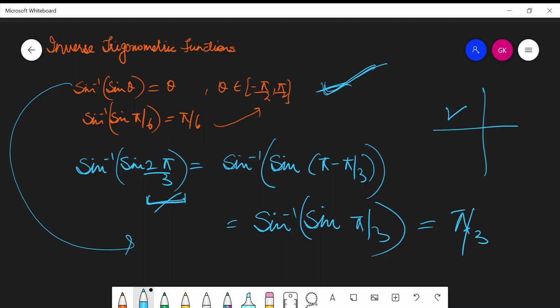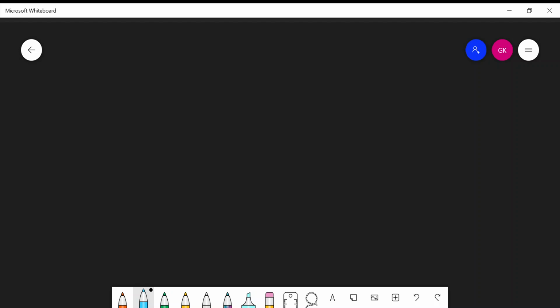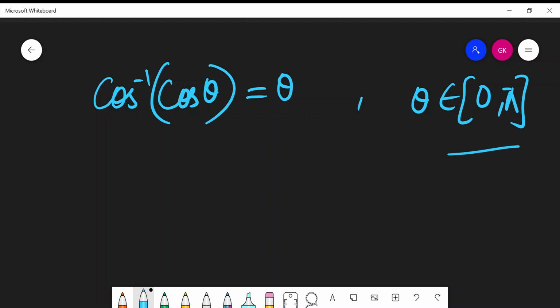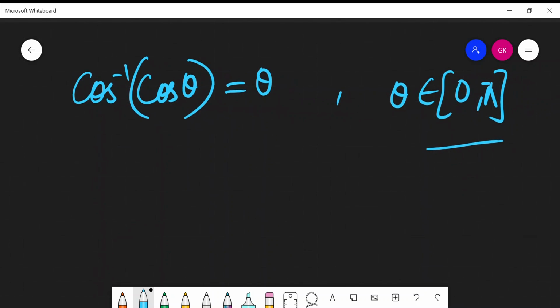Similarly, we can do it for other functions also. If I take cos inverse, cos inverse of cos theta will be equal to theta when theta is from 0 to pi. That is the range for cos inverse. There is a table given in NCERT books. Please make sure you learn the domain and range for all the inverse trigonometric functions.